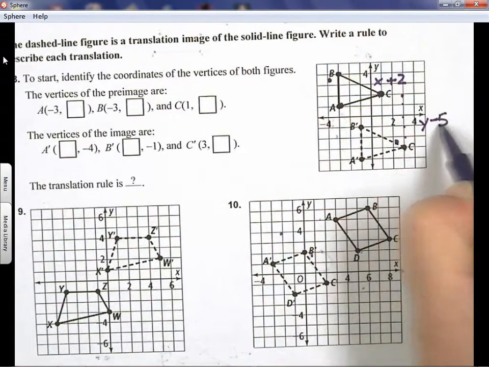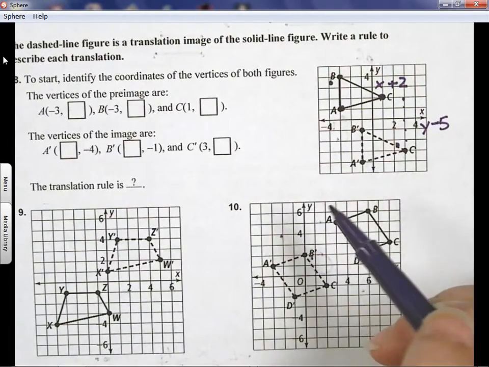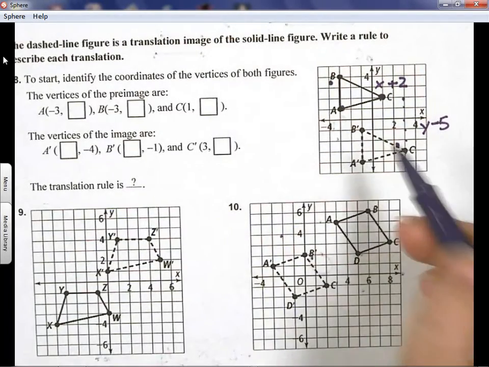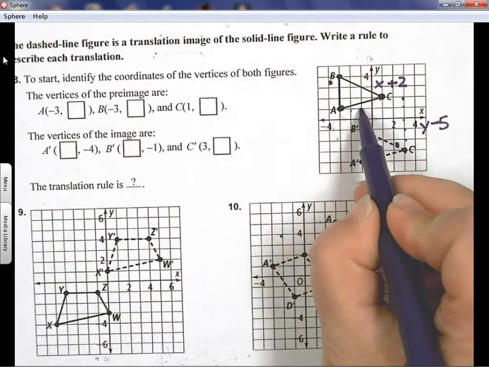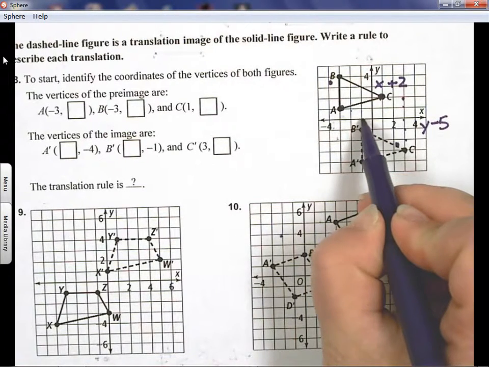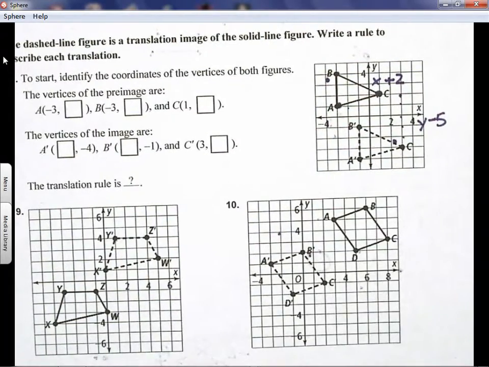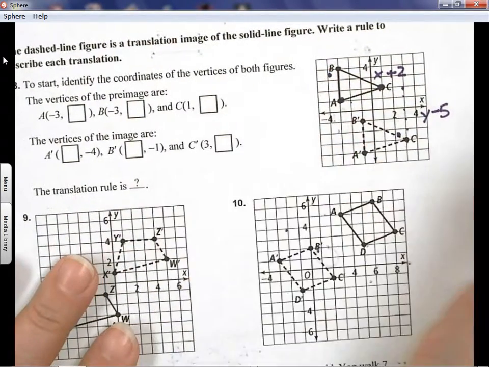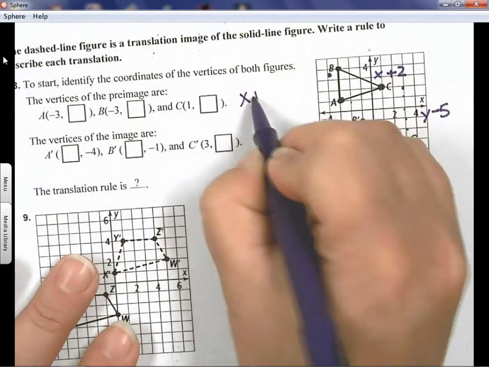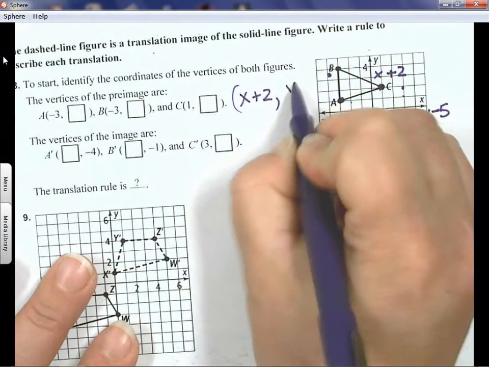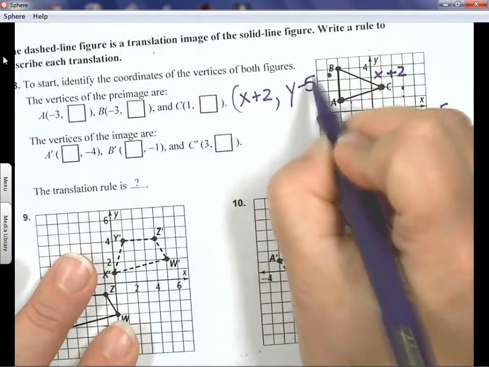And what I would suggest is check a couple of those and make sure it's the same rule. Is this going to be plus 2 and down 5? Yes. And so I would make sure that that's what it works out to be. So you would write that my rule would be x plus 2, y minus 5. That's the rule. Okay? So that's all you're doing here on 9 and 10.